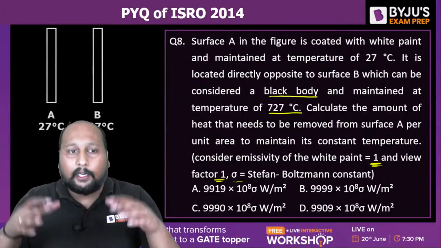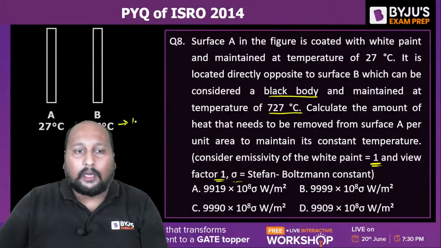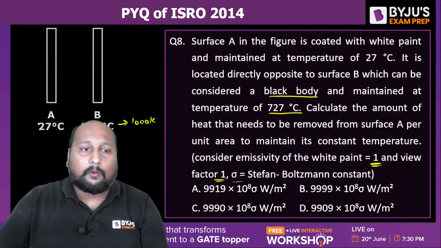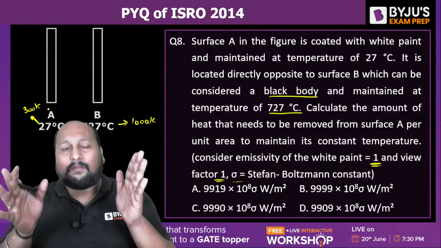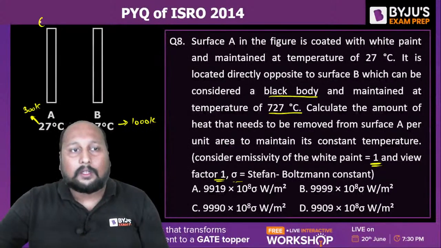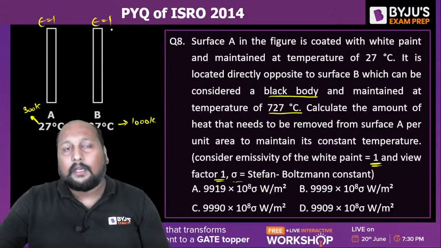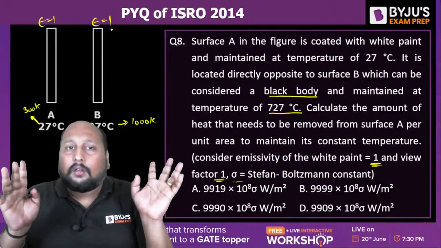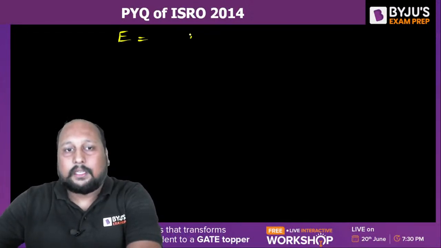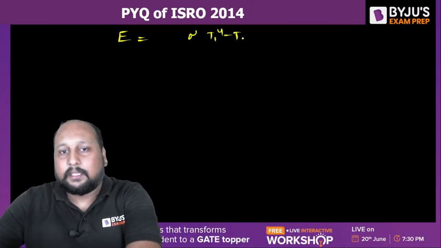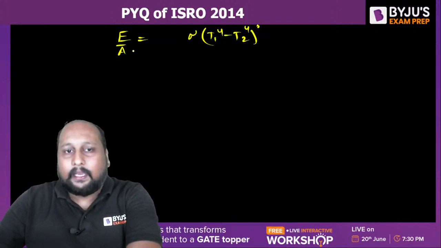Simple question. There are two plates. That means this is equal to 1000 Kelvin. This is equal to 300 Kelvin. Now, they are saying that the emissivity of both the surfaces is equal to 1. There is no surface resistance, and the shape factor is equal to 1. I can simply say that E is equal to sigma into T1 to the power 4 minus T2 to the power 4, right? Divided by area, right?